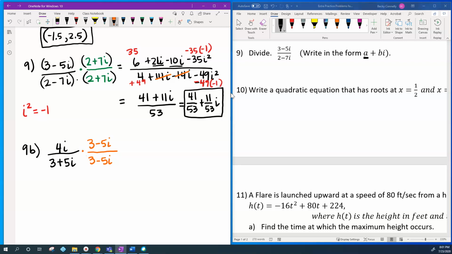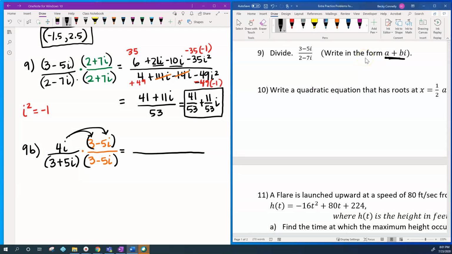And then on this one, we don't have to FOIL on the top, we're just distributing that 4i through to both of them. But we are still FOILing on the bottom. Okay, but go ahead and let me give you a couple more minutes to try this out. Simplify that all up and make sure you get it in that form of a plus bi.